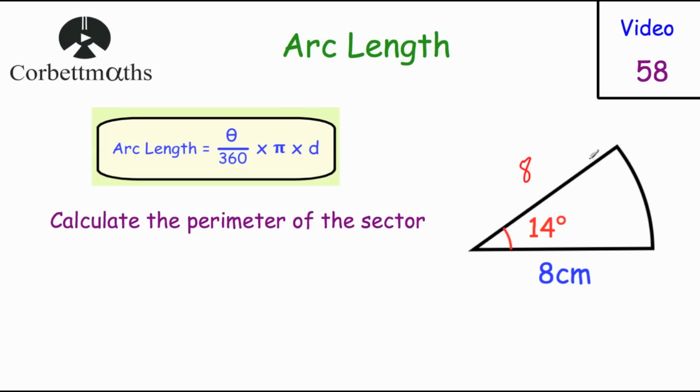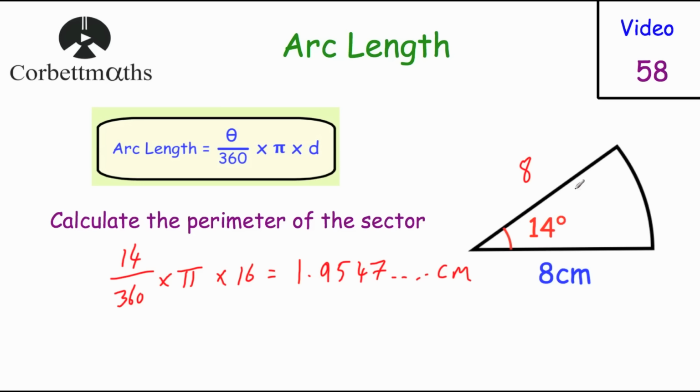So we're going to do 8 plus 8 plus whatever this arc length is. So the arc length is beta, so the angle is 14 degrees, divided by 360, multiplied by pi, and now we're going to multiply by the diameter of the whole circle. So if we did have a whole circle here, the diameter would be 16 the whole way across, so multiply by 16. And that gives us 1.9547 and so on centimeters.